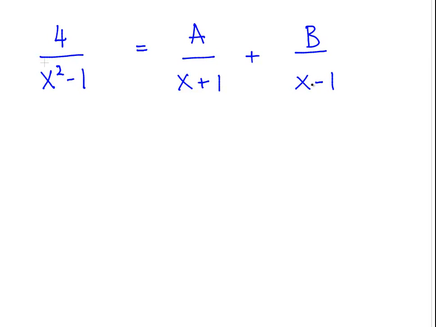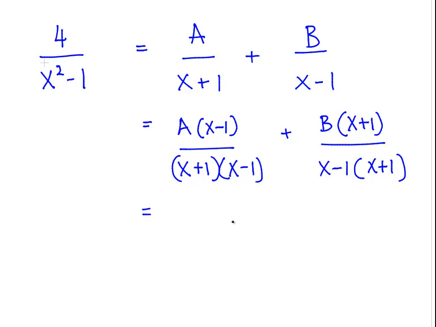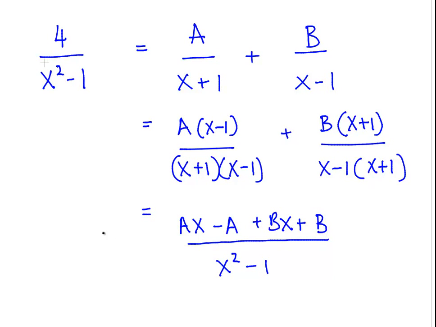What we're going to do is actually the operation in reverse. So I'm going to multiply a by x minus 1 and b by x plus 1. So a times x minus 1 plus b times x plus 1, over x minus 1 times x plus 1. The common denominator is x squared minus 1, and we have ax minus a plus bx plus b. And now remember, this is equal to 4 over x squared minus 1.